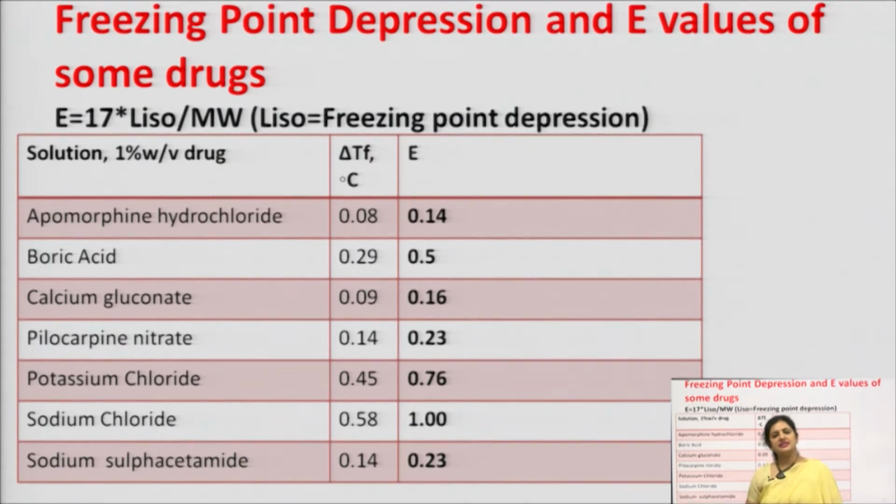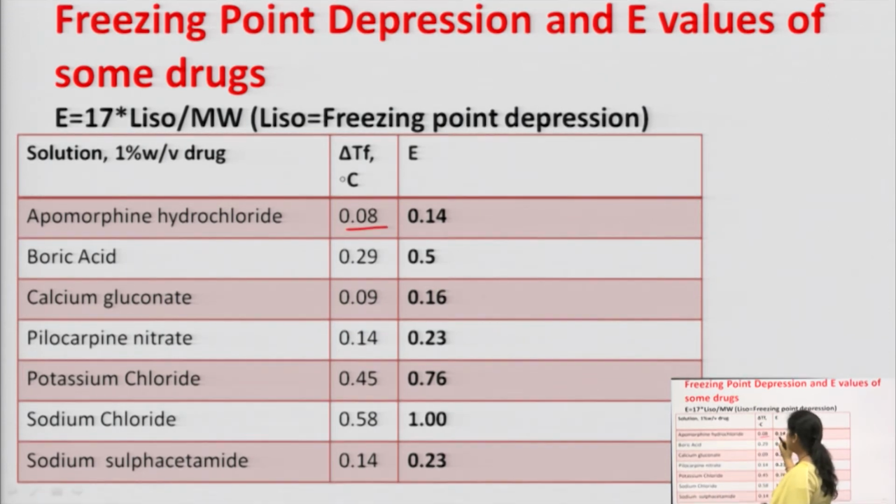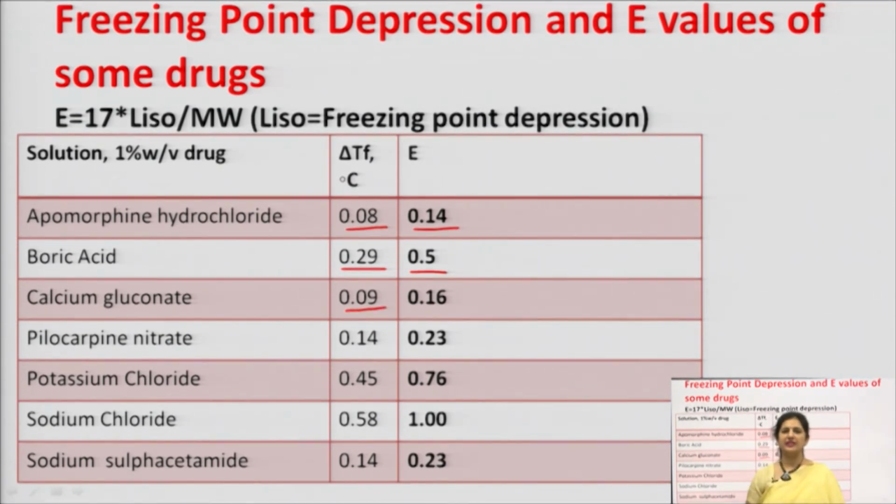So, there is the data given regarding freezing point depression and the sodium equivalent of the various drugs. For example, apomorphine hydrochloride has delta TF of 0.08 and E value of 0.14. Boric acid has the delta TF of 0.29 and E value of 0.5. Calcium gluconate has a delta TF of 0.09 and 0.16 as its E value. Pilocarpine nitrate has 0.14 as freezing point depression and 0.23 as its equivalent value, and so on.